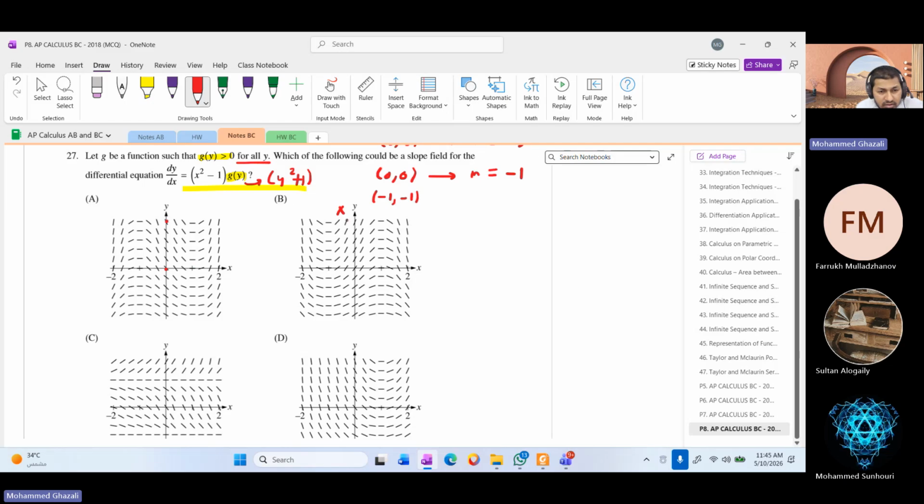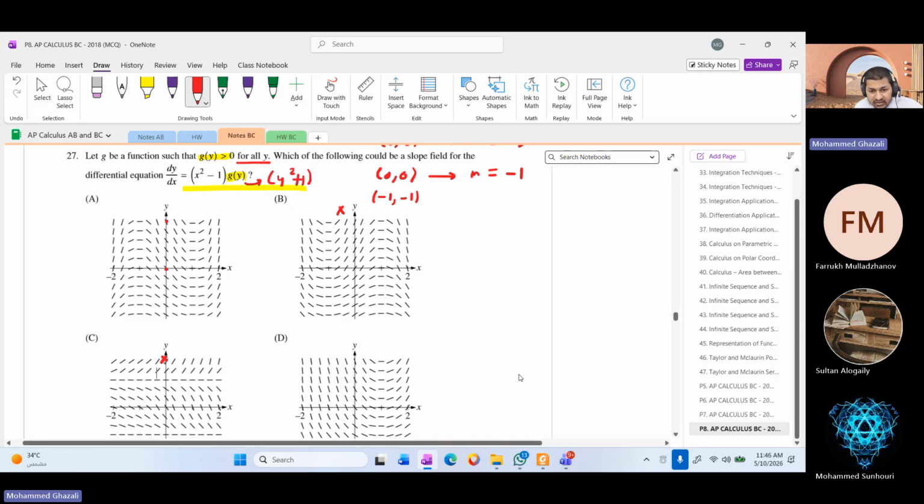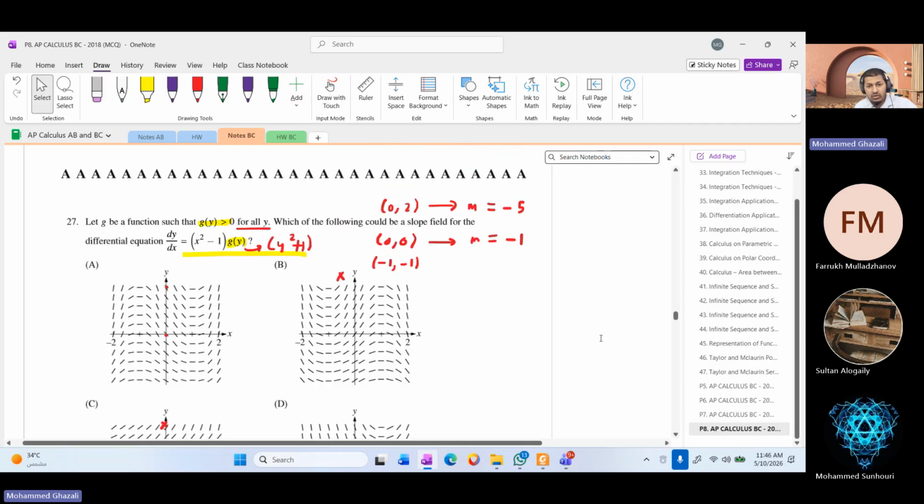The slope is negative, but the slope here is positive. So that option was out. See over here, if I go higher up, this slope is turning from negative to positive. So that's out. Option C is out. Right? Now we're stuck between options A and option D. Okay?